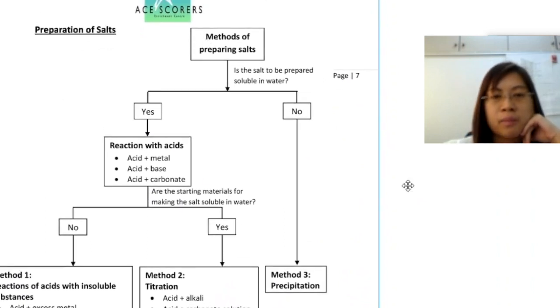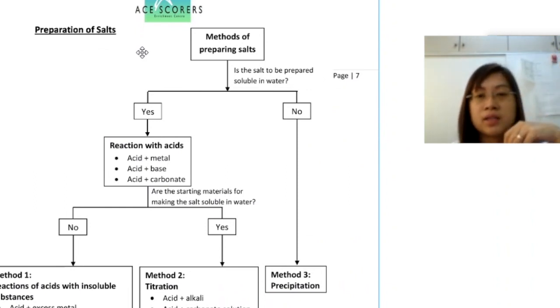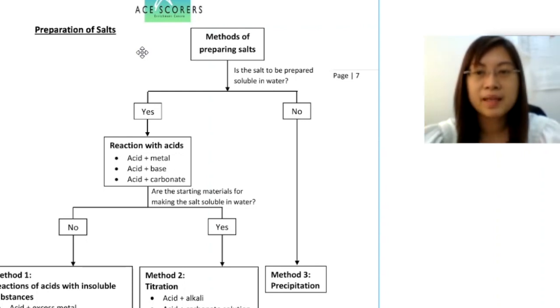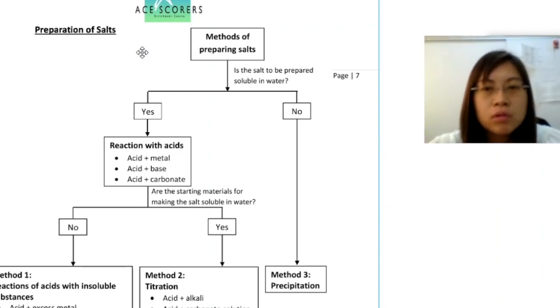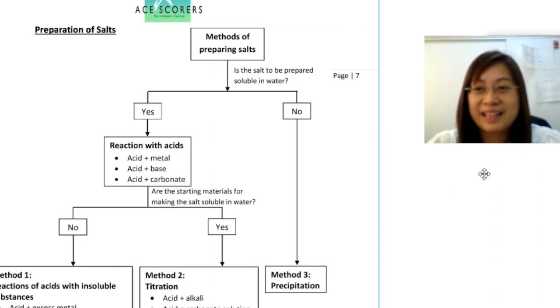Before you go into the different methods of making the salts, you need to remember the solubility of the salts. Remember you have a small table that says all nitrates are soluble, and all carbonates are insoluble except for group 1 and ammonium carbonate. Then you talk about the sulfates as well. Could you remember? All sulfates are soluble except for? Lead 2. Yes, lead 2. So you have your lead, the barium, and the calcium.